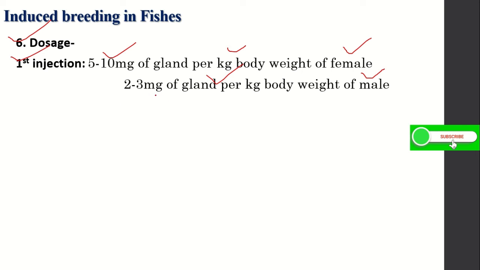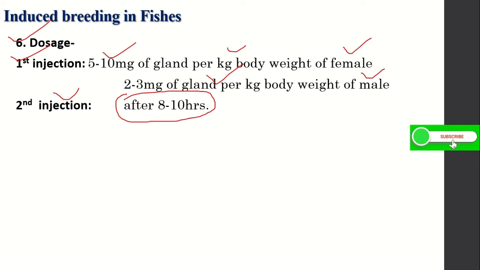If the first injection does not work, then the second injection is given after 8 to 10 hours to the breeders.